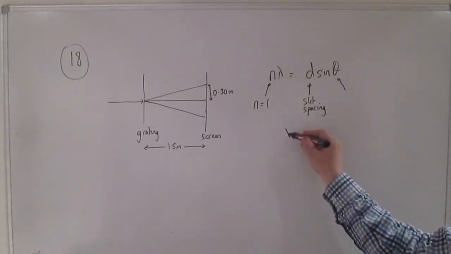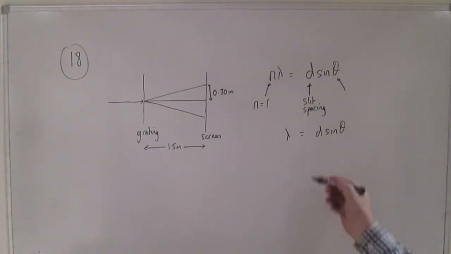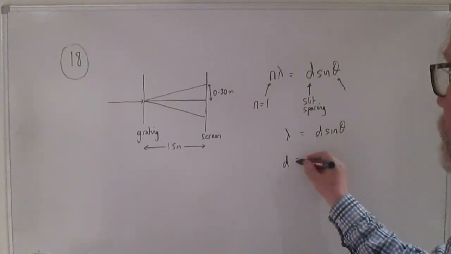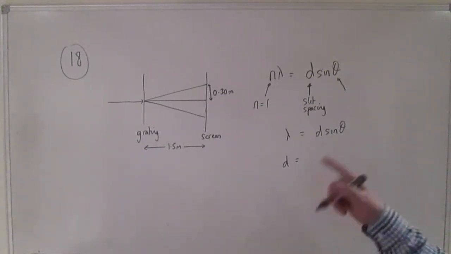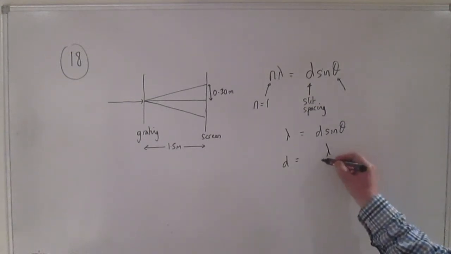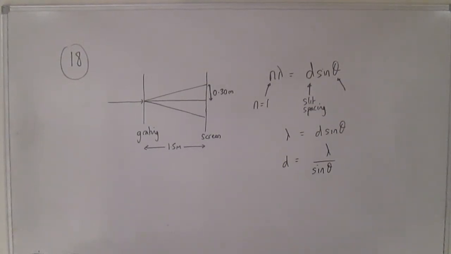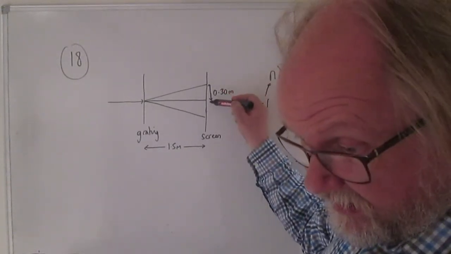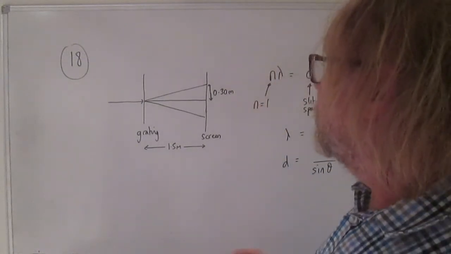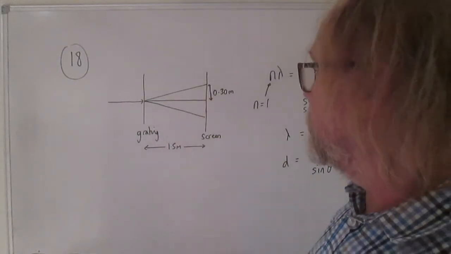so we can simplify that just to lambda is equal to d sine theta, and therefore d, which is what we're going to need in order to find the number of lines per millimetre, d is equal to lambda over sine theta. So the first thing we need to do is to find theta, and you can see we can do that because we know this distance, the distance between the 0 and first order maxima, and we also know this distance, which is the distance between the screen and the grating.